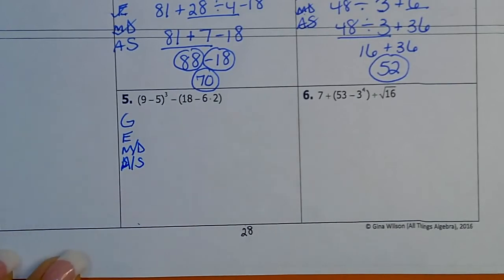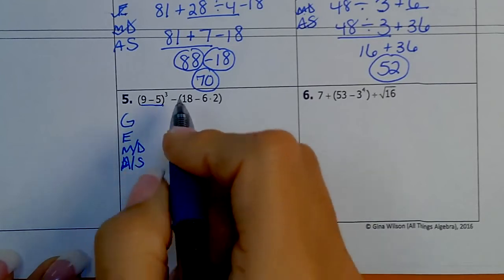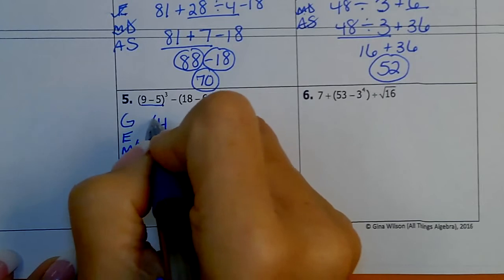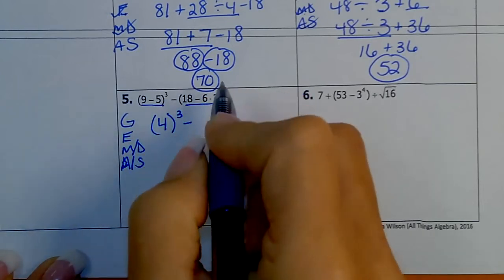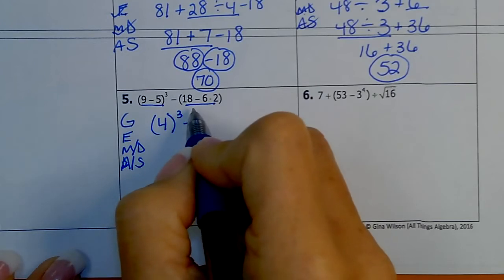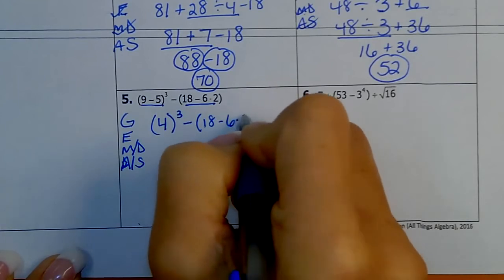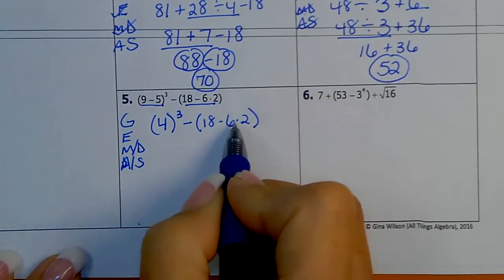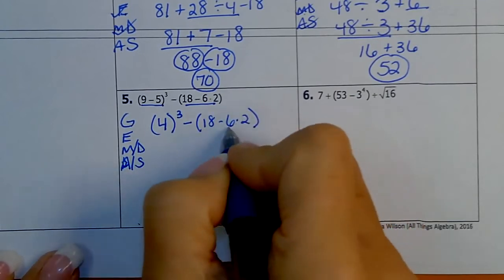Okay. Looking at groupings. So here's one group I'm going to take care of, and 9 minus 5 is 4. Here's another grouping. So I need to take care of one at a time. So now I'm going to take care of this group. And in that group, I need to multiply or divide first.